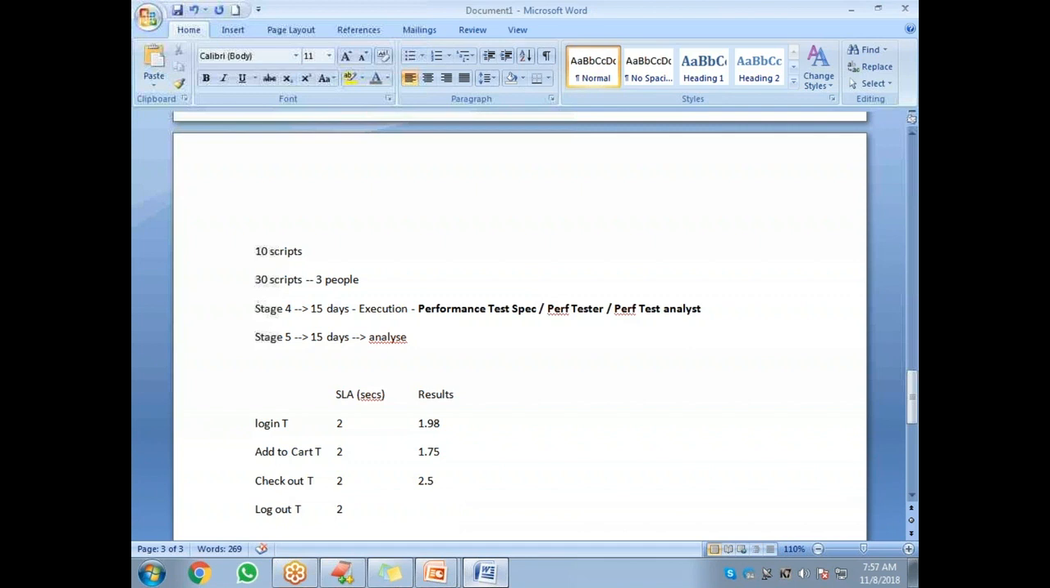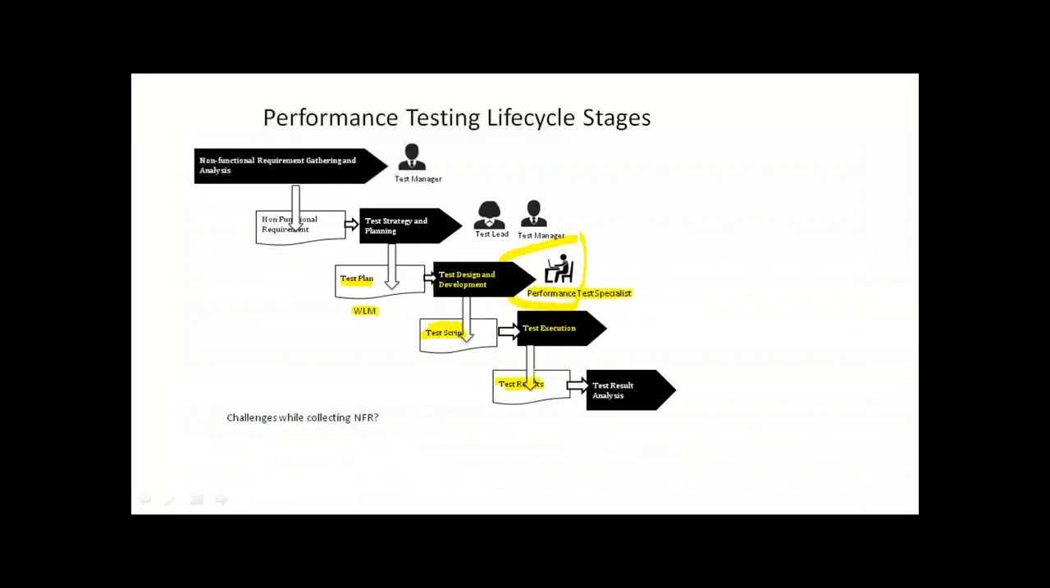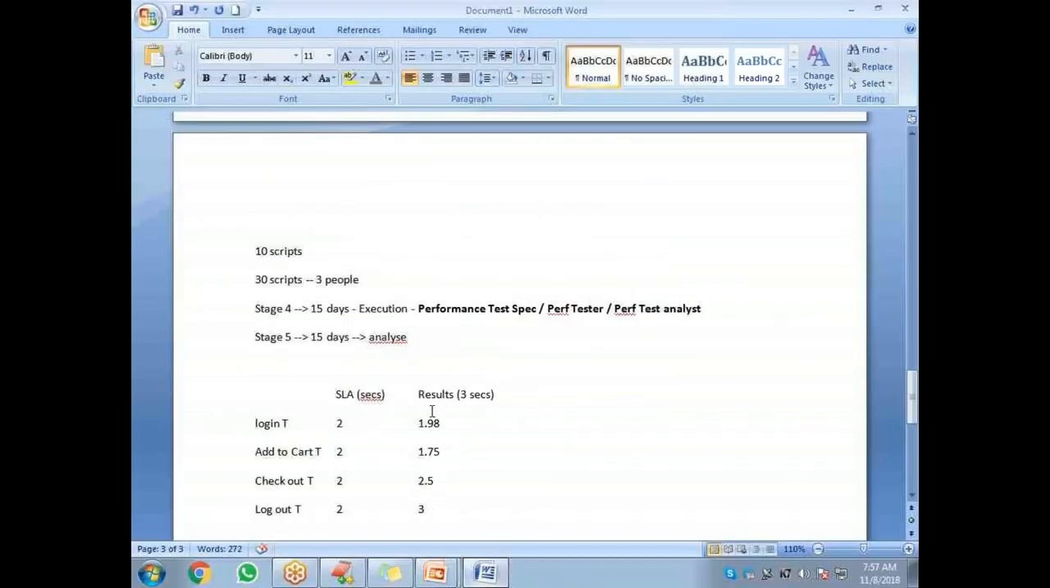Okay, so this is 3. Now this is all in seconds as well. This is what is expected, and that's what the client has expected out of the system under load. But under load, what is the reality? What is the reality after you have created the scripts and executed the scripts and you get the results? What is the reality? You look at this.